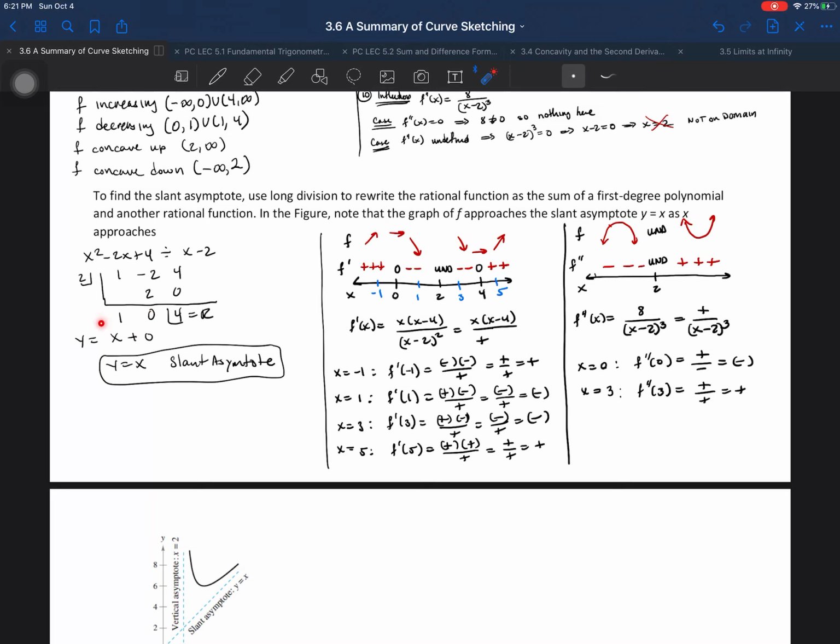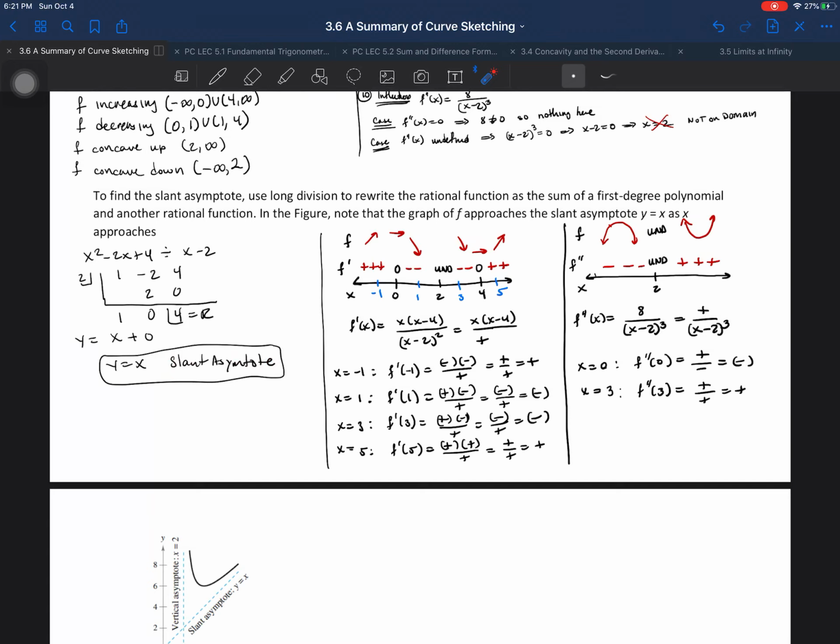So the quotient part will be your slant asymptote. So in this case, this will be 1x and then plus 0. This is the coefficient of your x. And so therefore, your slant asymptote actually happens to be y equals x. y equals x. So that's your slant asymptote.